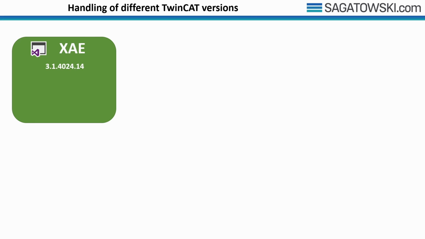If you have a version of the XAE installed on your development machine, you can install a newer version of the XAE. For example, running with 4024.14, it's fine to install 4024.22 and any newer version. All of these XAEs can be installed next to each other, which means that we can have all of these versions installed on our development machine simultaneously.